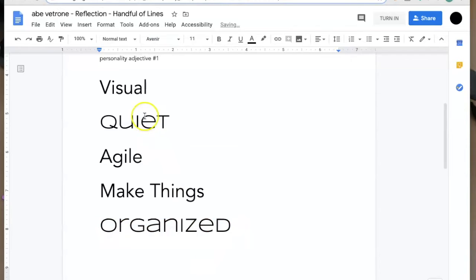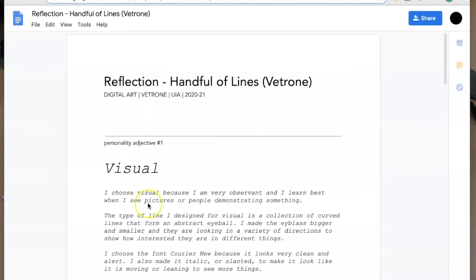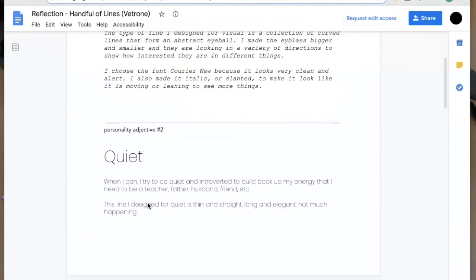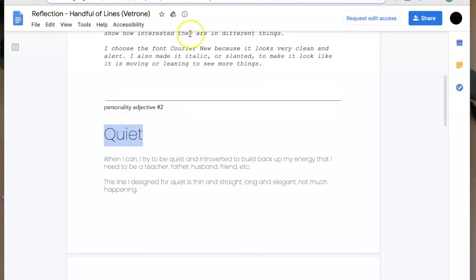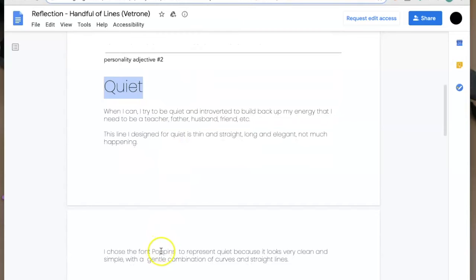Syncopate? Maybe. Okay. But that's the same as quiet. All right, let's see what I came up with for examples. Visual. So for quiet, I came up with, I think it's called Poppins. Oh, wait, I wrote down Poppins.